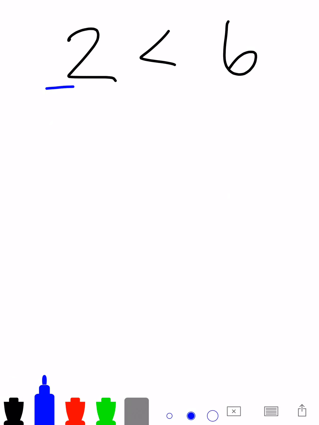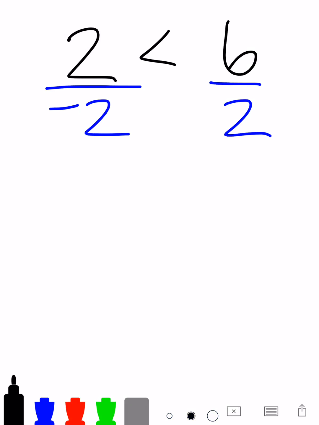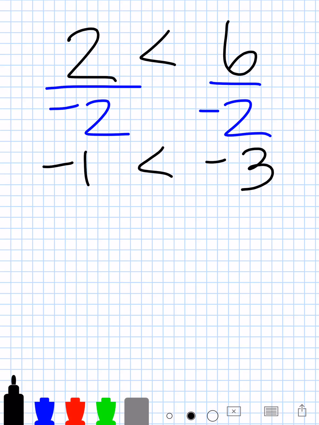What I mean by that is, let's go back to our original inequality. 2 is less than 6. Let's say I divide by a negative 2. 2 divided by negative 2 will give me negative 1. 6 divided by a negative 2 will give me negative 3. If I keep that same symbol, do I still have a true statement? Negative 1 is less than negative 3? I don't believe so, but let's take a look at it.